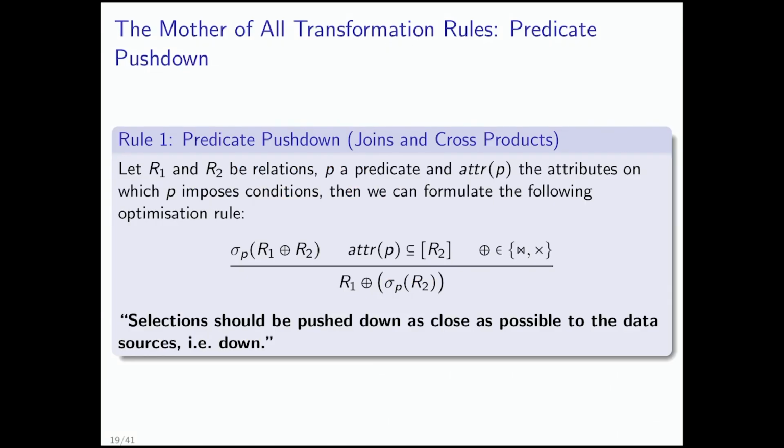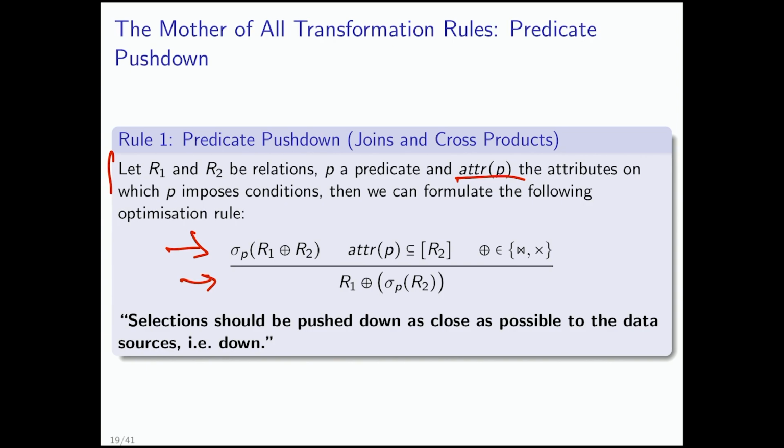And this is a more formal description here on the slides. It's really the most important rule because it's being reinvented, I guess, every year or so in some place of computer science. So let R1 and R2 be relations, P is a predicate, and this function returns the attributes on which P imposes conditions. Then we can formulate the following optimization rule. And this is again read as, I'm not sure whether I used it in this lecture, I don't think so. These are the conditions that must hold, and if those conditions are held, you can do this stuff.